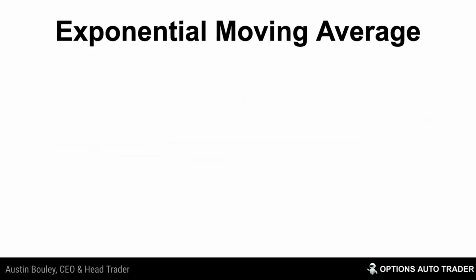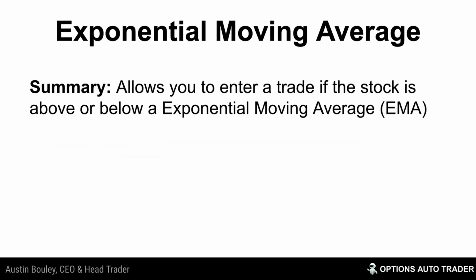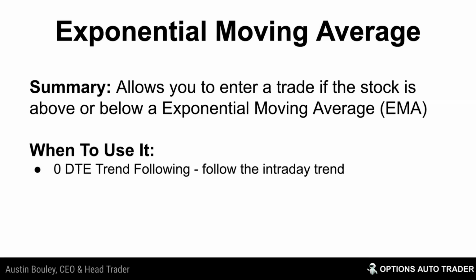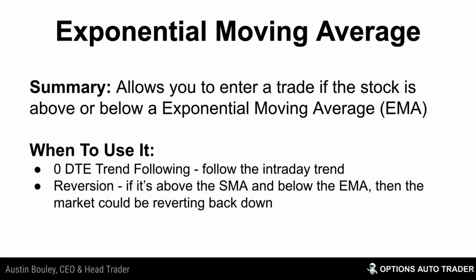Now, we also have the exponential moving average. This is going to be more for my short-term traders. So it allows you to enter a trade if a stock is above or below the exponential moving average. If you've never heard of this before, it's like the SMA, but it's more adaptive. It puts more weight on the most recent prices, so it adapts to the price more quickly, which makes it a great day trader friendly moving average. So when to use it? Well, if you're trying to follow the trend, the intraday trend for 0DTE strategies, it's a great use.